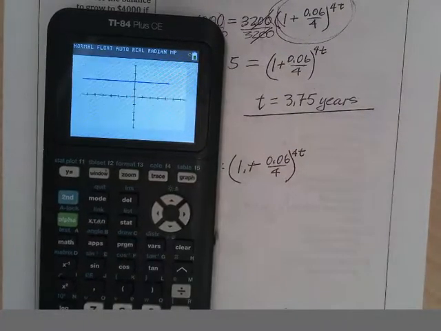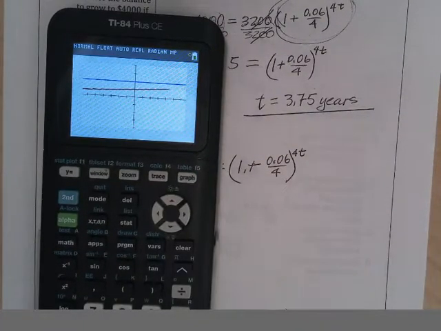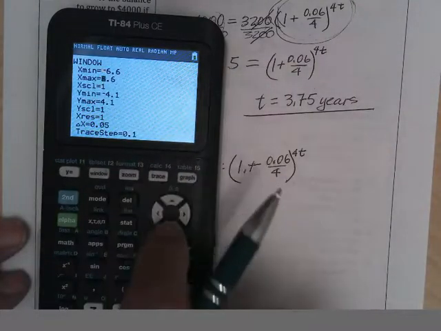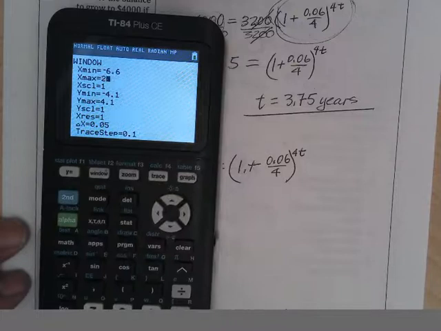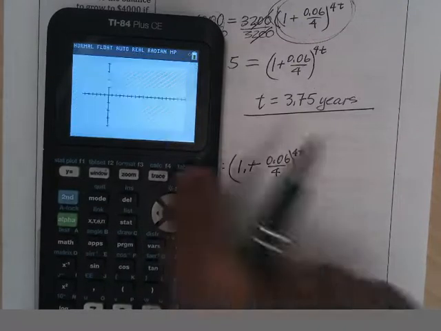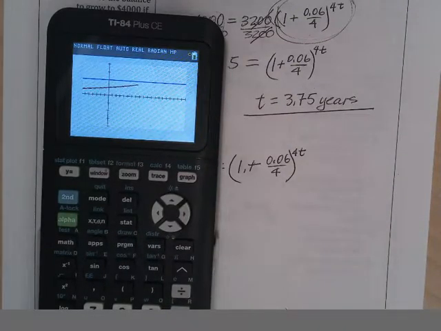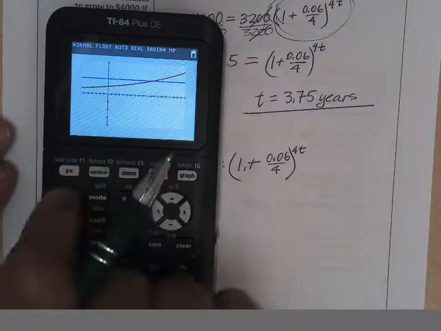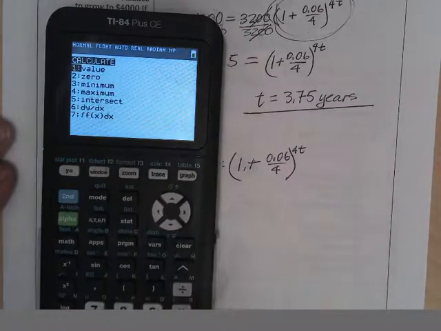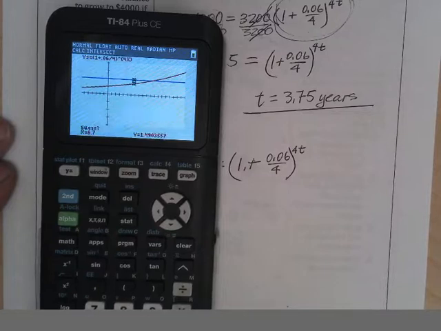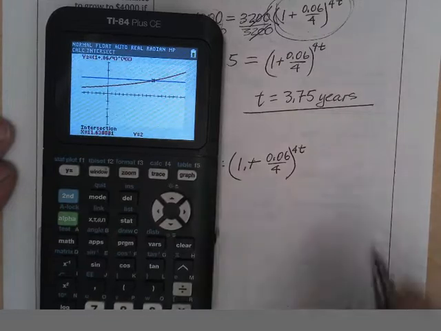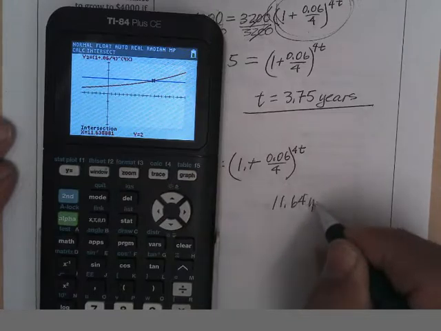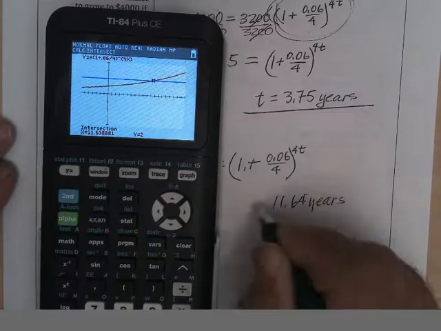And we graph. There's the 2. And it looks like we're having to go further over here, so I'm going to go to my window and look for bigger x's, like maybe 20. See if it's within 20 years do they intersect. And they do, somewhere around 12 it looks like. Second, calculate the intersection, that graph and that graph, and it says at 11.64 years, approximately.